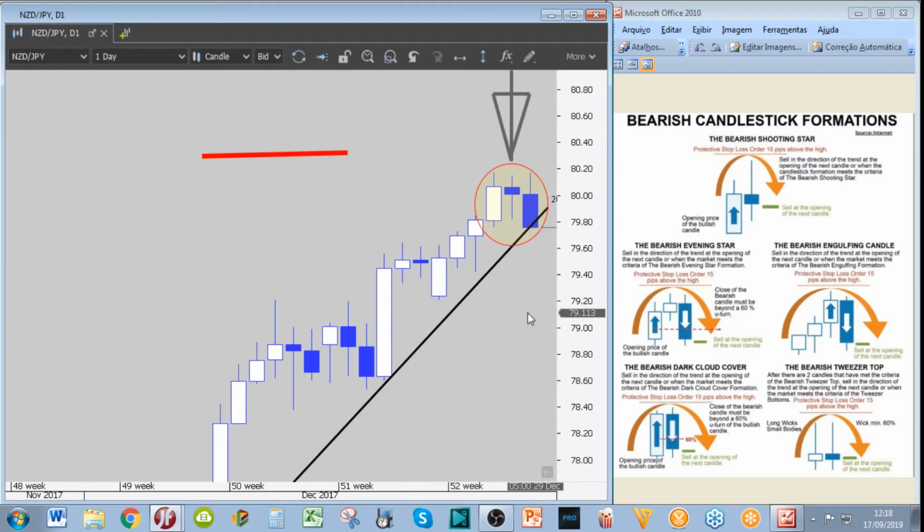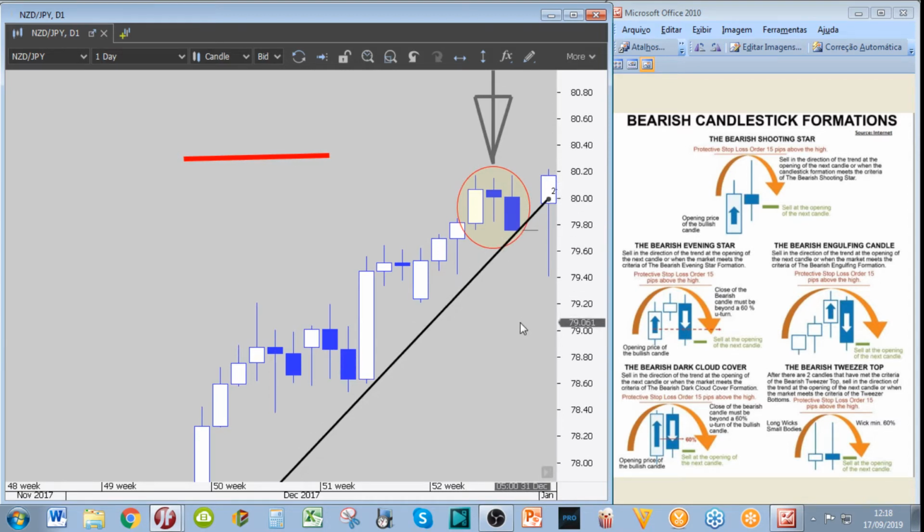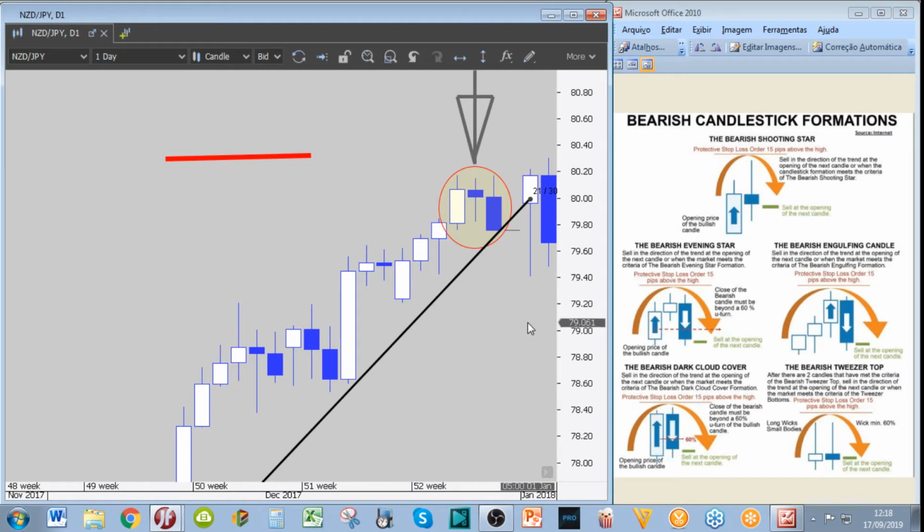So one more. See? Now we have a counter trend line break. Where is the counter trend line break? But the market pushed higher, so no entry so far. Okay, what about this one? Is this a bearish evening star? Is this a dark cloud cover? What is this?